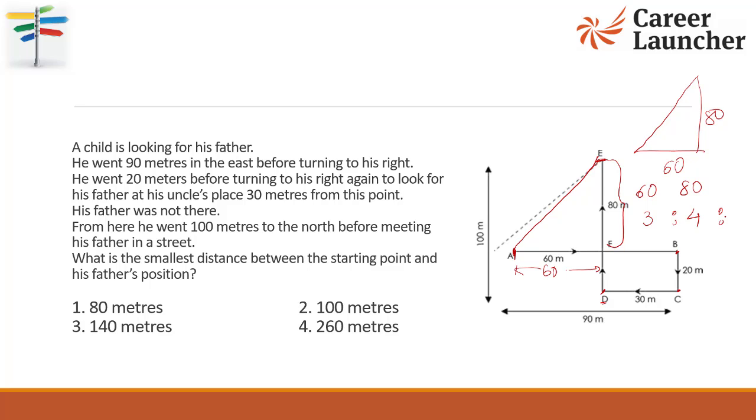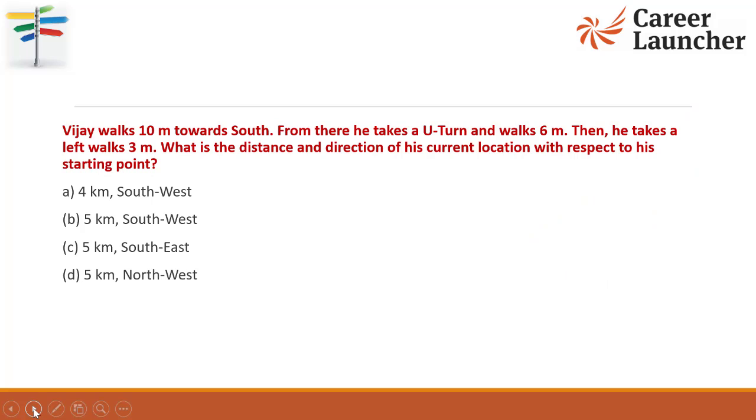The third side should be proportional to 5, so this should be 100. We'll go with 100 meters. Another question. Vijay walks 10 meters towards south.